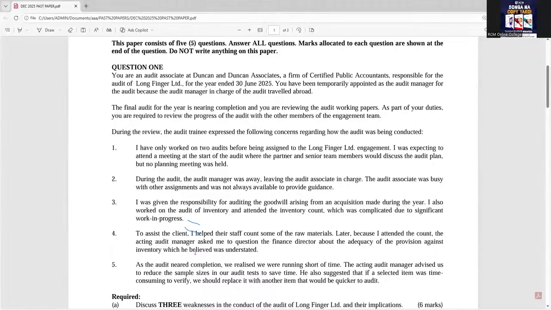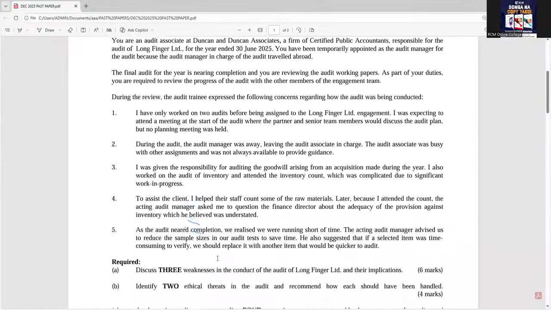Then number 5, as the audit neared completion, we realized we were running short of time. The acting audit manager advised us to reduce the sample sizes in our audit test to save time. He also suggested that if a selected item was time-consuming to verify, we should replace it with another item that would be quicker to audit.